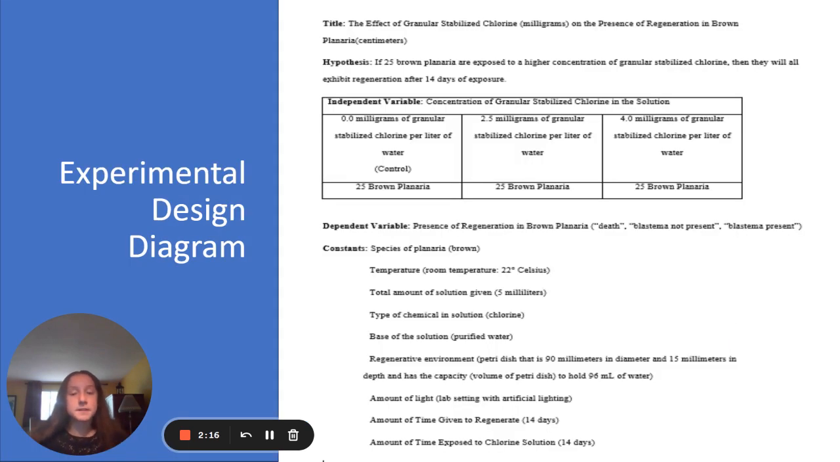Here's my experimental design diagram, and something I like to point out is my levels of independent variable, and I would like to justify them. My first level, which contains no granular stabilized chlorine, is my control. My second level, which has 2.5 milligrams of chlorine, simulates the amount of chlorine that's used in backyard pools. And my third IV level, which contains 4.0 milligrams of chlorine, simulates the amount of chlorine that is most typically used in municipal and public pools.